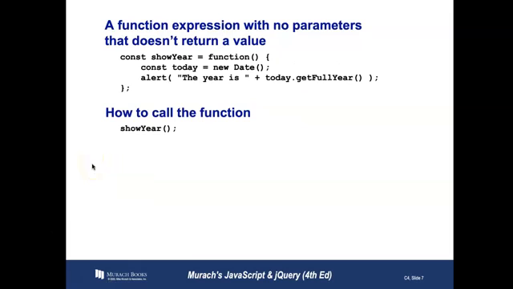Now, similar to the function shown a few slides ago, this is a function expression that also has no parameters and does not return a value. The only difference is that we have a function and then it's assigned to the variable showYear, and then we still call the showYear function, but we're actually calling the variable that equals the function expression. So when we have a variable that equals a function, it's still called a function expression. And it still has the same syntax other than the fact that it was assigned to a variable.